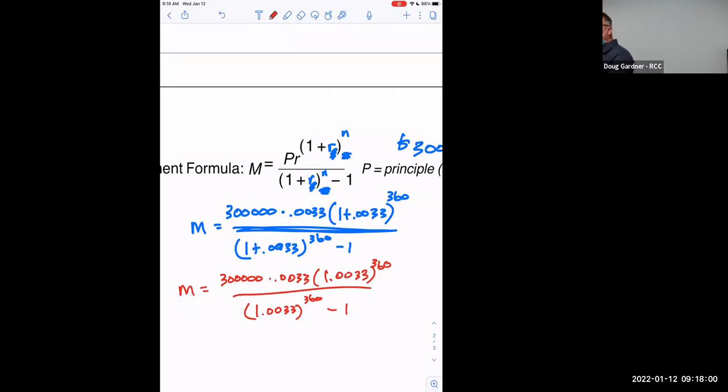Again, stop and stagger at how long this would take if it isn't for that button. You literally have to take 1.0033 times 1.0033 times 1.0033, 360 times. This would be terrifying. Notice you get a surprisingly small number. Isn't that kind of weird that it came out like that?